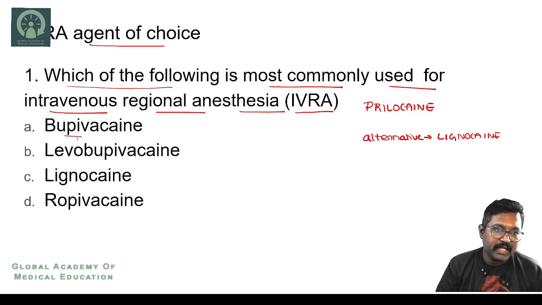So we have bupivacaine, levobupivacaine, lignocaine, and ropivacaine. Since prilocaine is not there in the options, I need to go for the alternative drug, that is lignocaine. So here the answer will be lignocaine. The most commonly used intravenous regional anesthesia here is lignocaine.